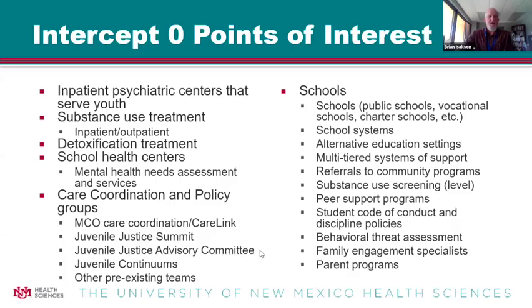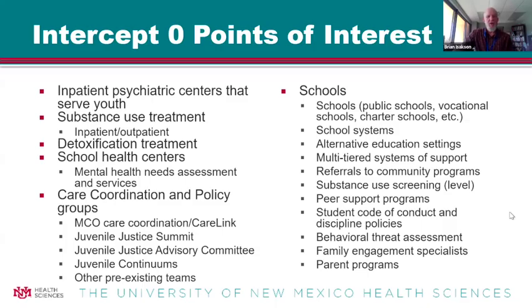I also want to point out that it's important for care coordination. The managed care organizations provide care coordination, or through the CareLink program, youth with Medicaid can have this care coordination to help them access services that they need. And also there are policy groups in the state, at the regional and state level, that gather stakeholders that seek to prevent delinquency, improve the juvenile justice system, and increase coordination across stakeholders.